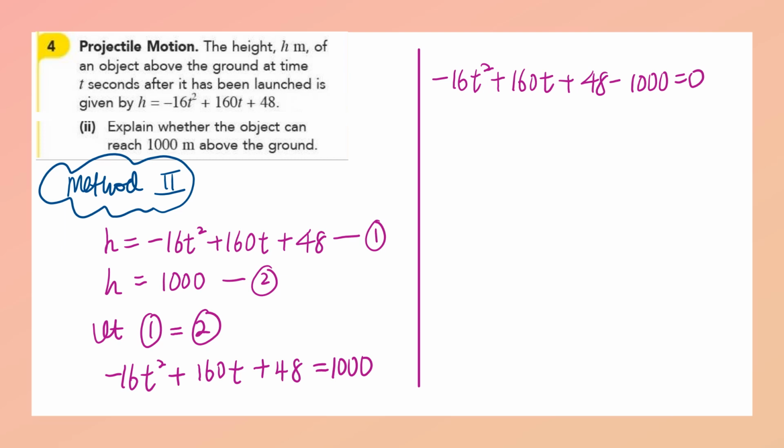If the value of the discriminant is positive, more than 0, it means there are two real and distinct roots. So if that's the case, then the object can reach 1000 meter. Or if the value that we get is equal to 0, it means two real and equal roots. It also means that it can reach 1000 meter. But if the value you get is less than 0, it means there are no points of intersection, no real roots. So if there's no point of intersection, the object can never reach 1000 meter above the ground.